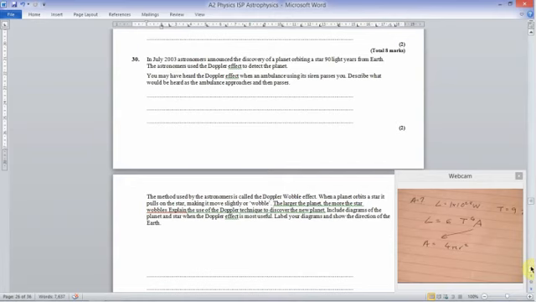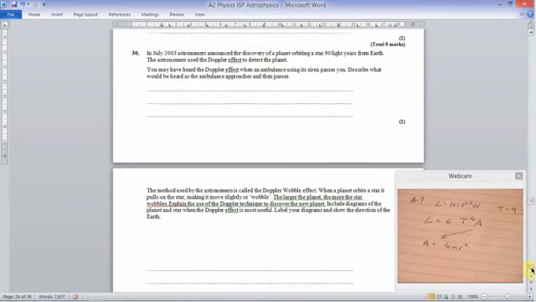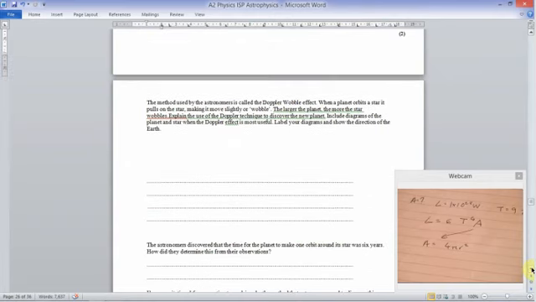This method used by astronomers is called the Doppler wobble effect. When a planet orbits a star, it pulls on the star, making it slightly wobble. The larger the planet, the more the star wobbles. Explain the use of the Doppler technique to discover the new planet, including diagrams of the planet and the star when the wobble effect is useful. Label your diagrams and show the direction of Earth.